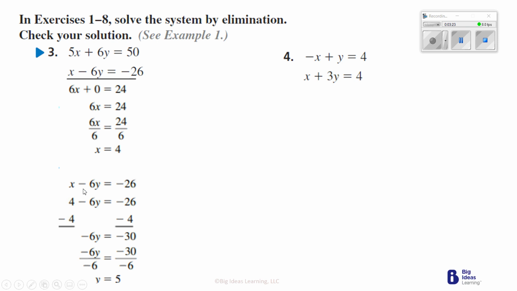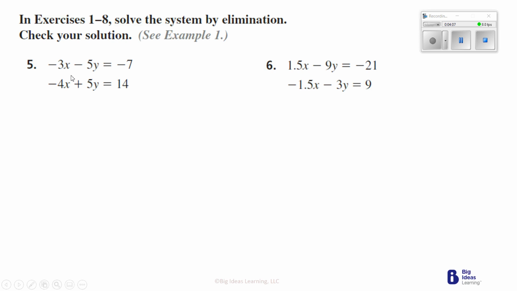Now I'll plug 4 in to my x minus 6y equals negative 26. Since x is 4, I now have 4 minus 6y equals negative 26. They're saying subtract 4 from both sides, and that's because this is a positive 4. And negative 26 minus 4 is a negative 30. Now, if negative 6y equals negative 30, I'll divide negative 6 away from both sides to isolate my variable. And we have that y will equal 5. So my coordinates would be 4 and 5. Right? 4 is for you to do.